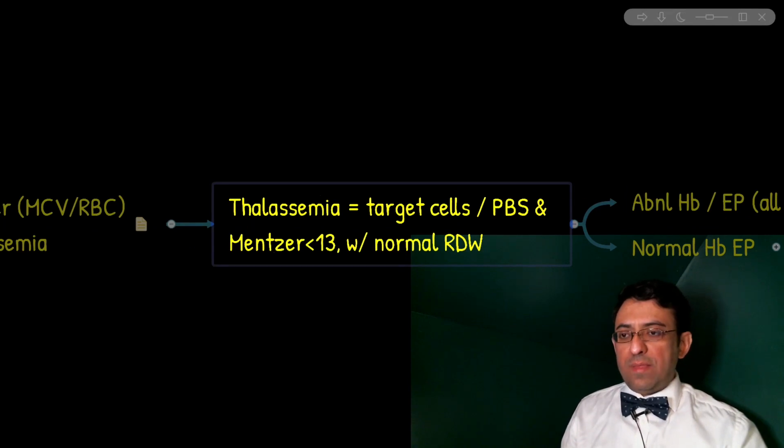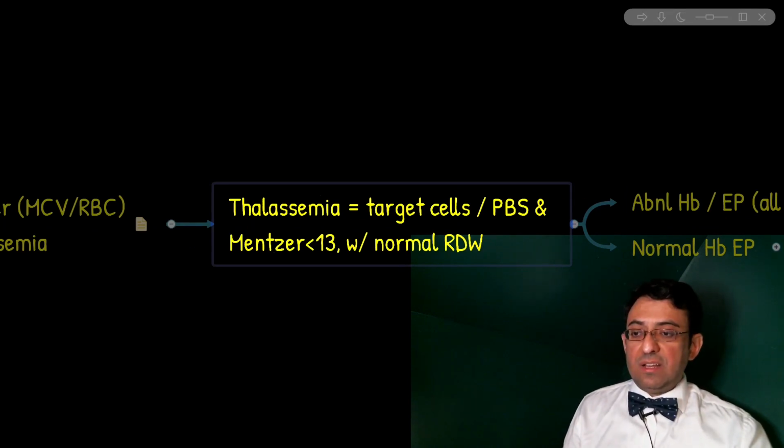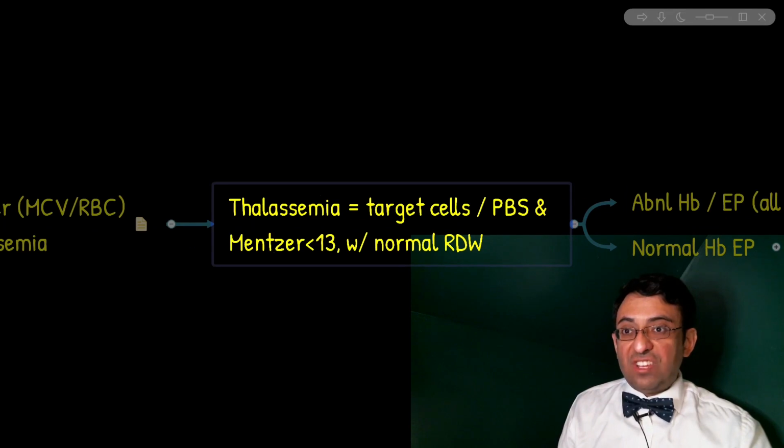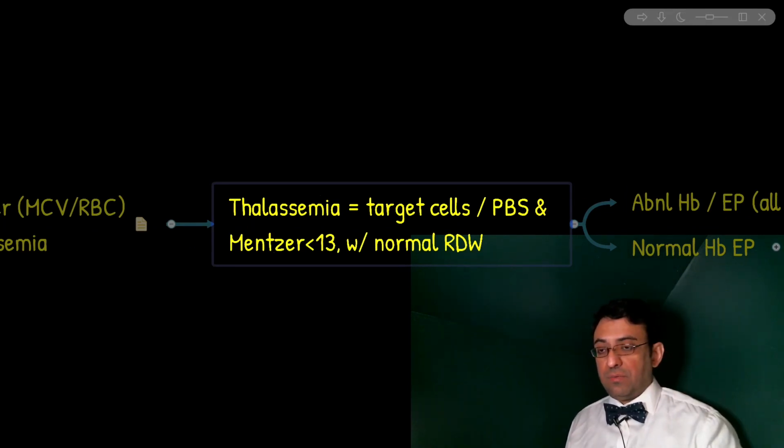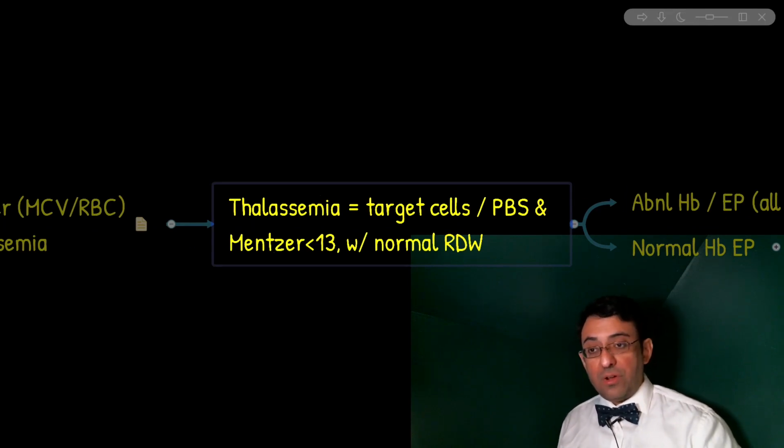But for now, what is the underlying genetic abnormality in alpha versus beta thalassemias? In alpha thalassemia, we are dealing with alpha globin gene deletion. The severity depends on how many genes are deleted. If 1 gene is deleted, we'll have silent carrier. If 2 genes are deleted, we have alpha thalassemia minor, also known as trait.